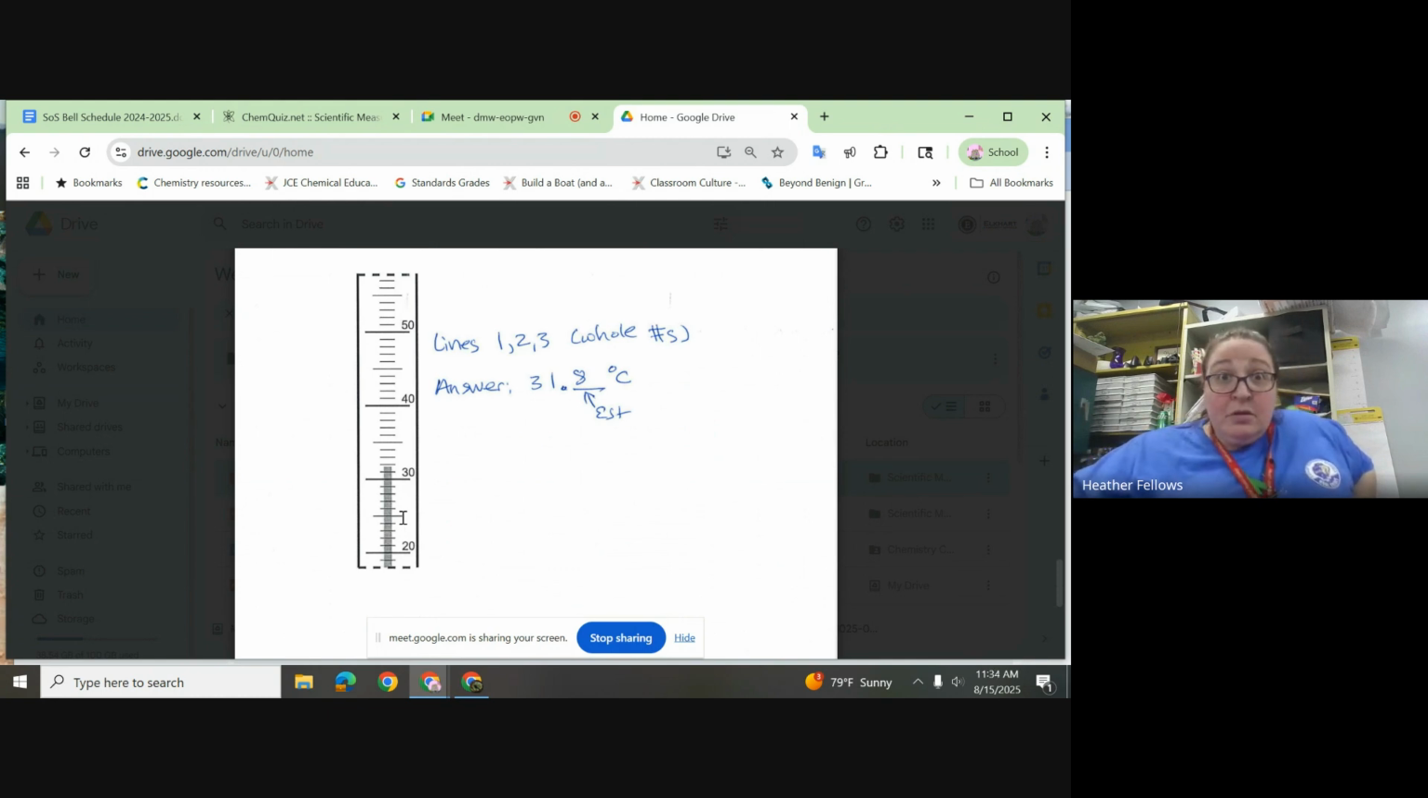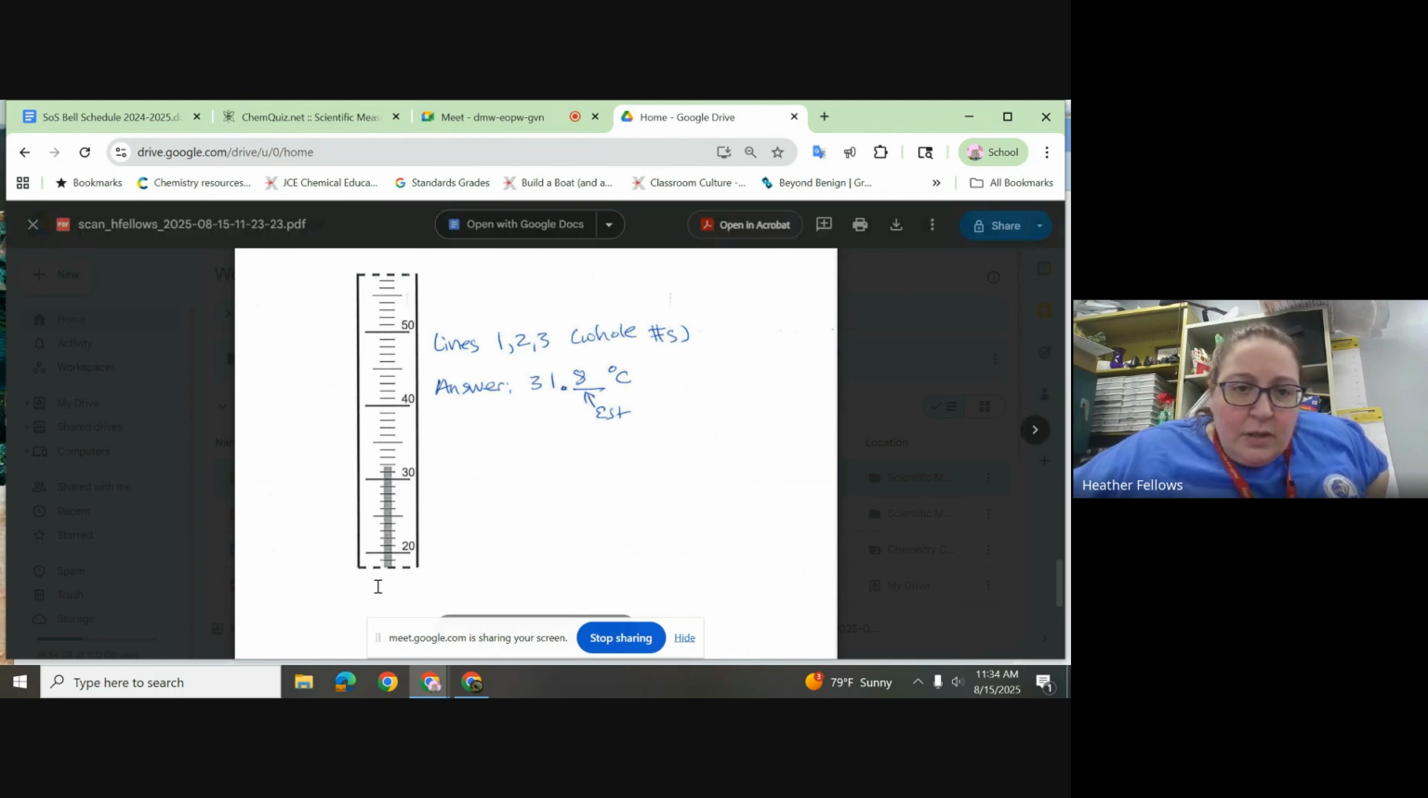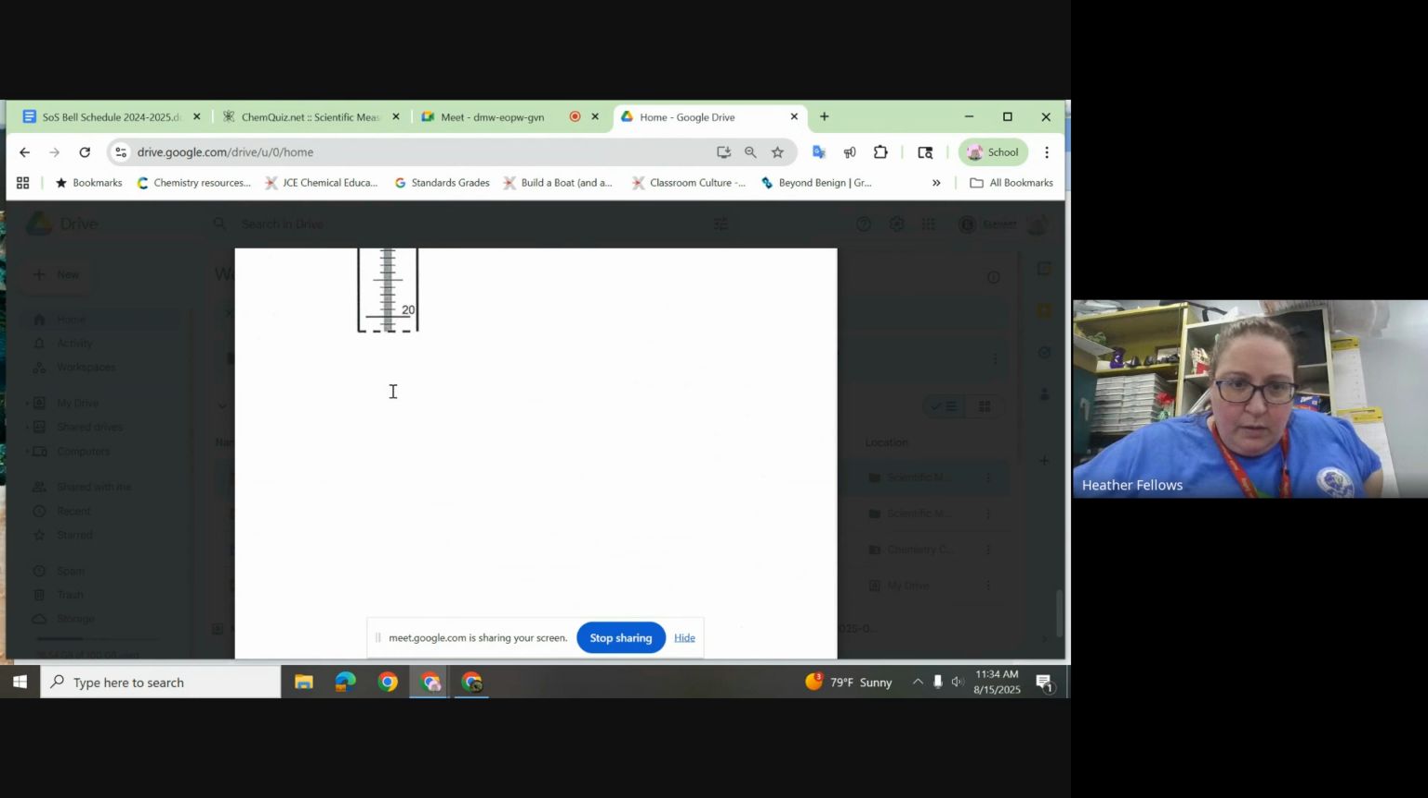And the last one here are lines 20, 21, 22, 23, 24, 25. So the lines are telling me 1, 2, 3, and it's measuring in whole numbers. So what does the measuring device tell me exactly? Well, 30, 31 for sure, and then a bit over. So close to 32, but not quite. So I called that 31.8, and I said it was degrees Celsius because of the length of the tube there.